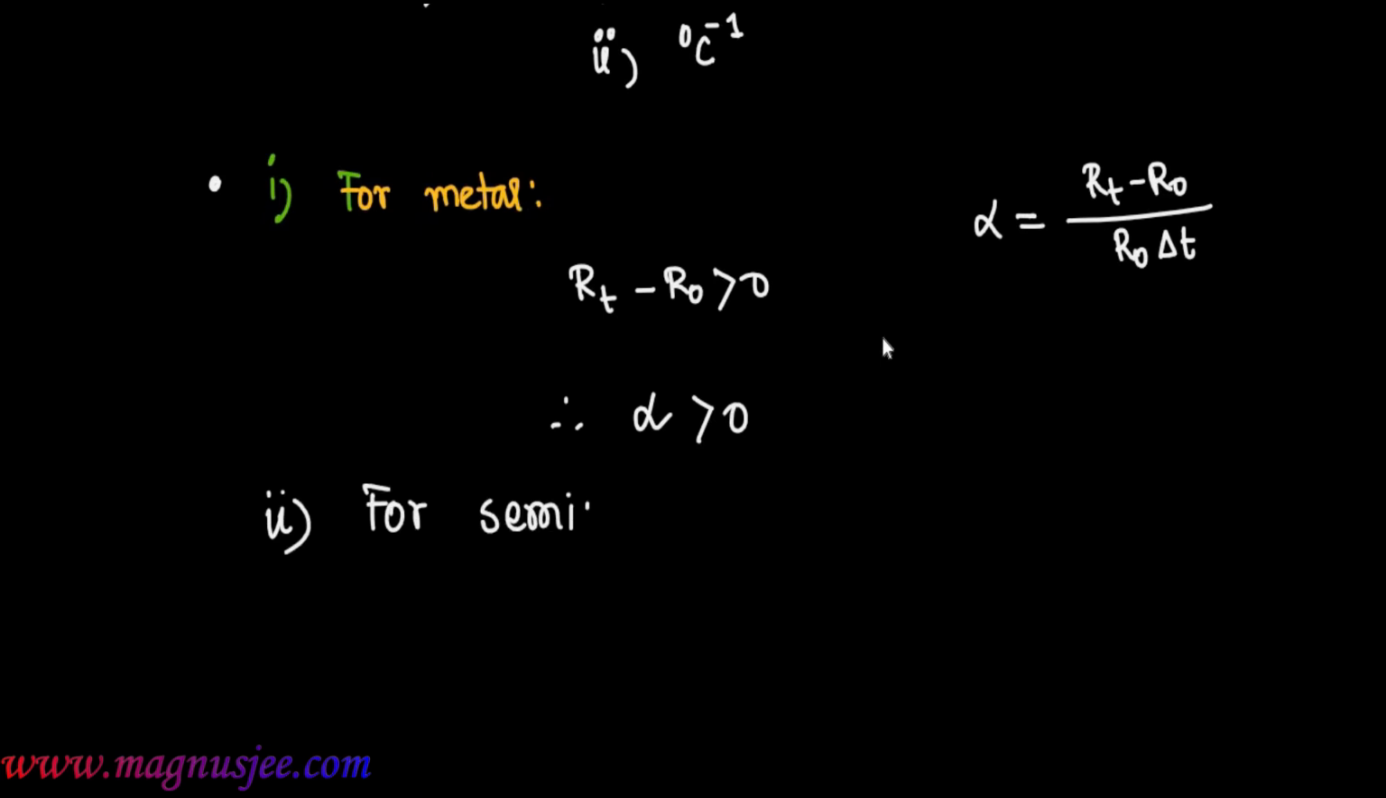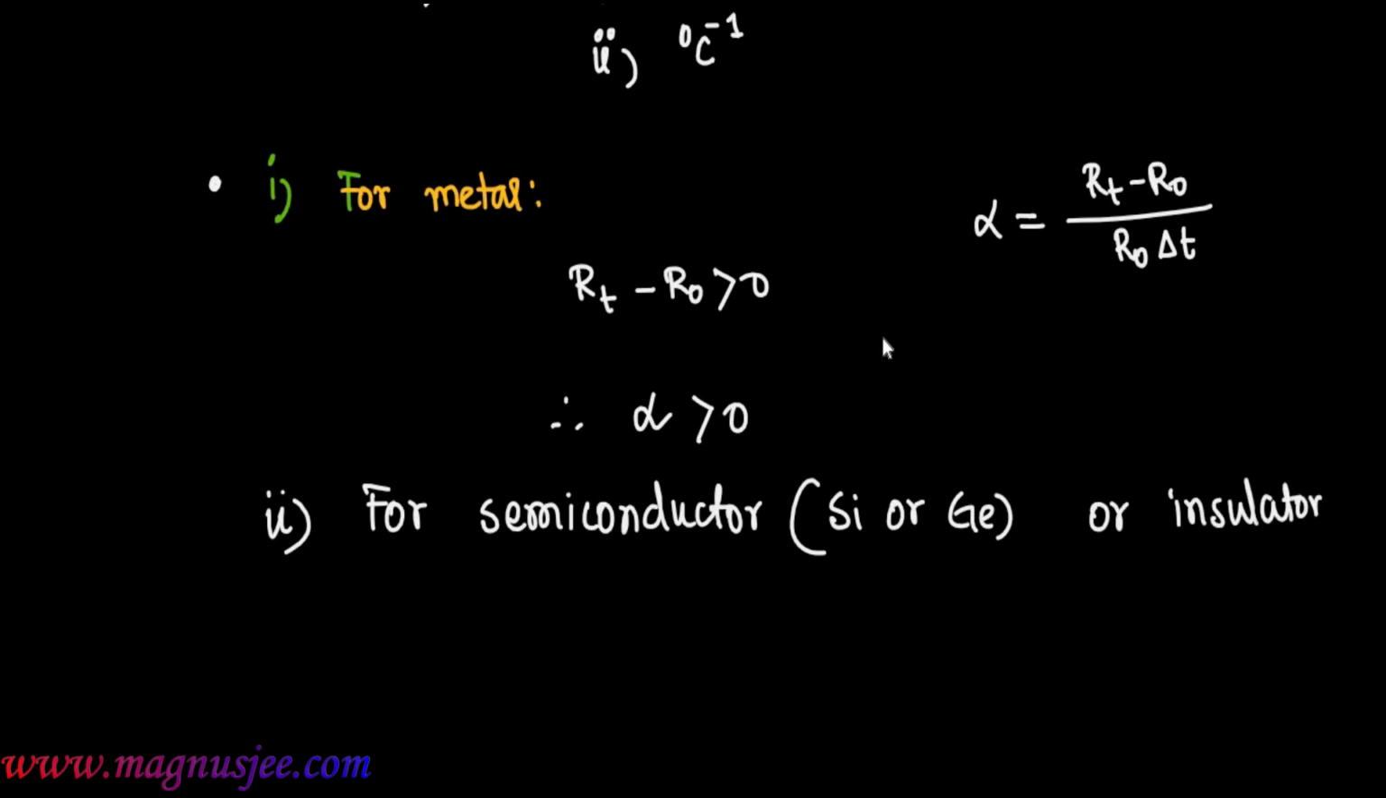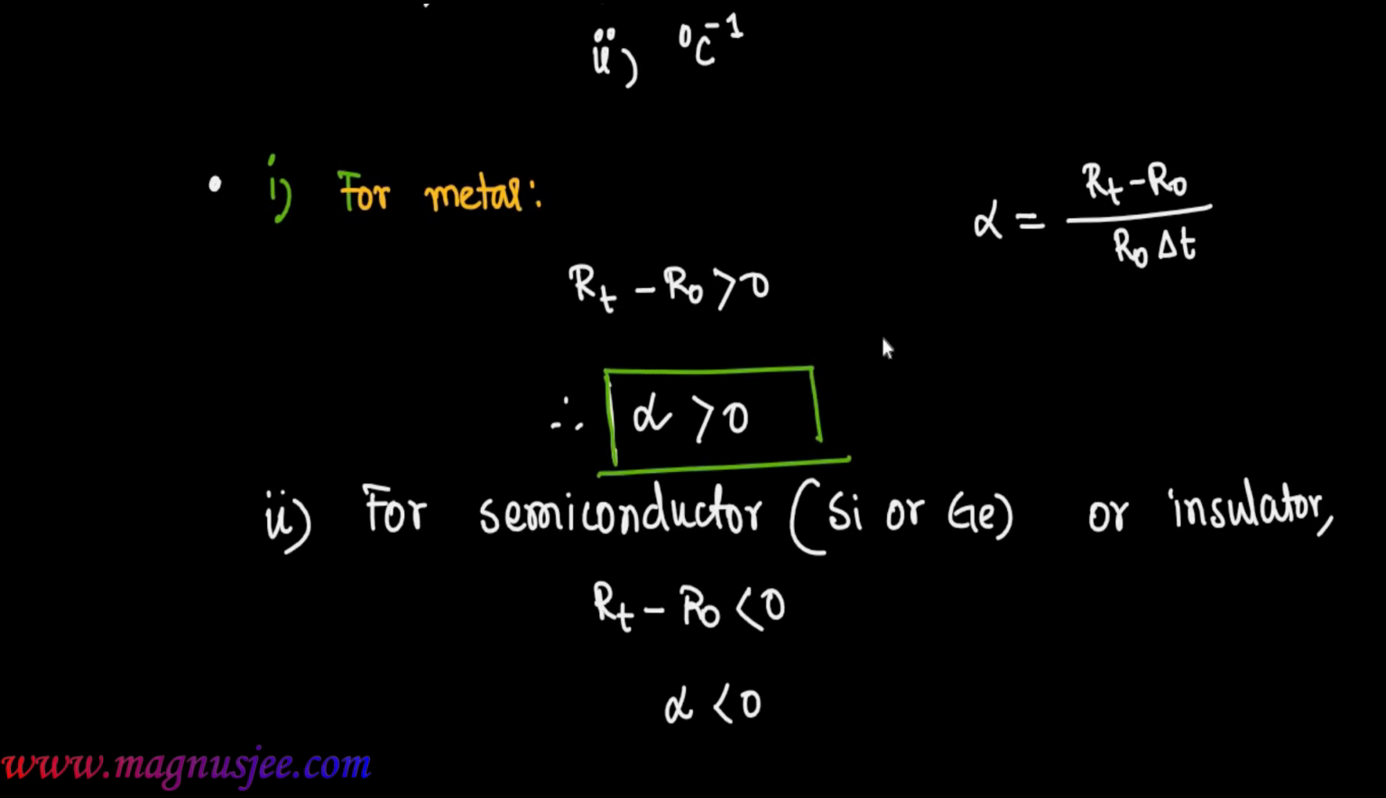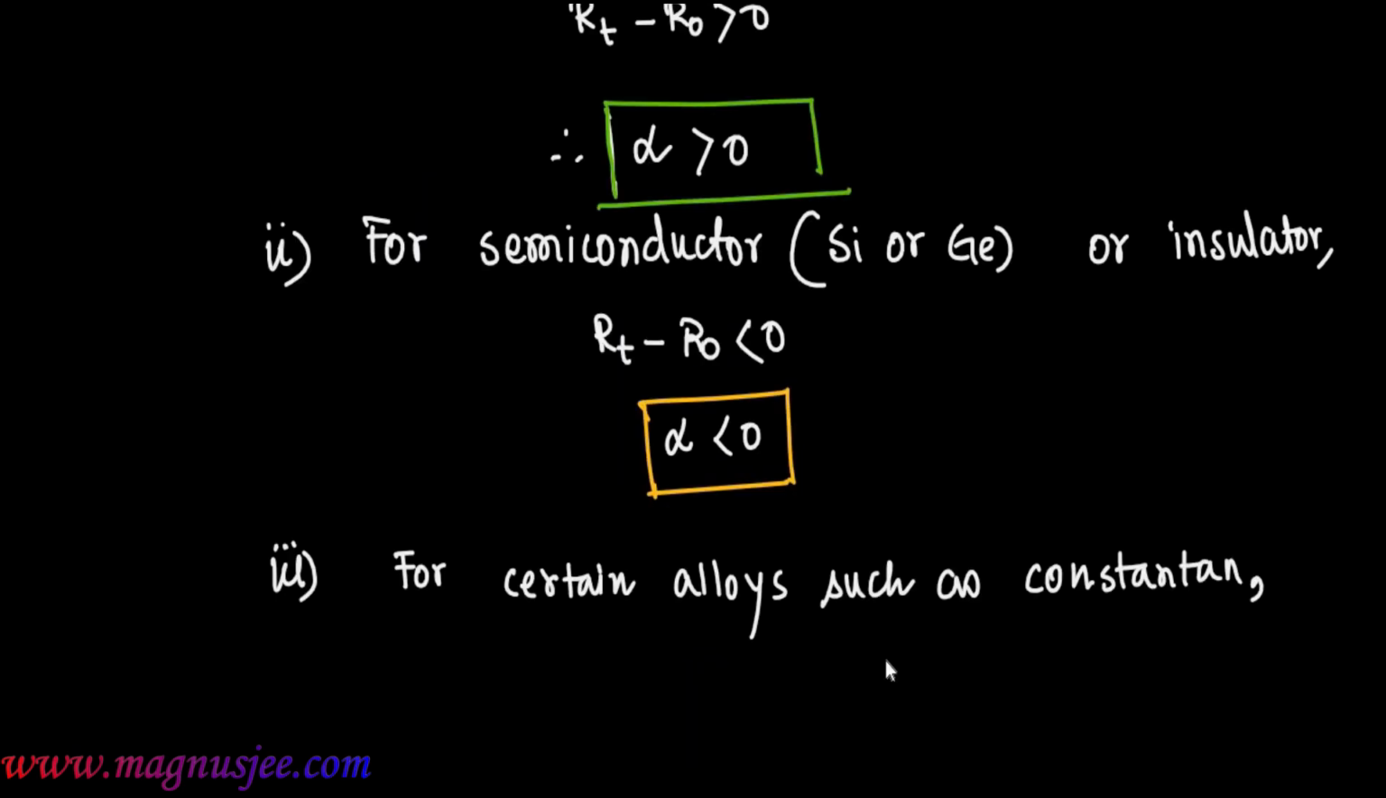Now for semiconductor, as an example, silicon or germanium, or insulator, change in resistance, that is RT minus R0, is less than 0, meaning negative. Therefore, alpha is also negative. So here for metal, alpha is greater than 0. For semiconductor, the temperature coefficient of resistance is negative.